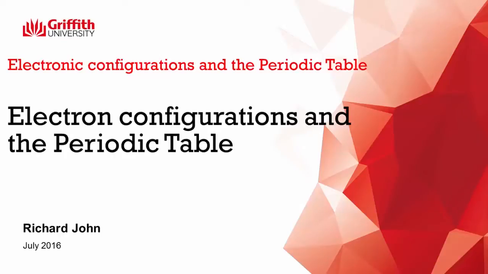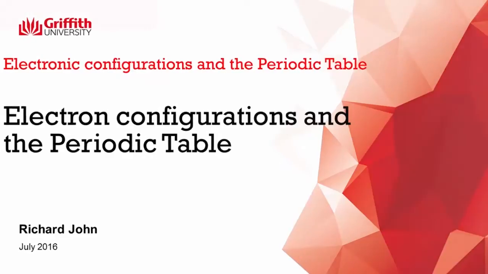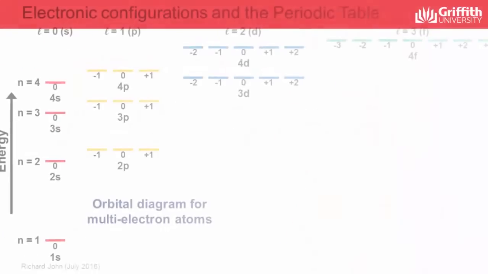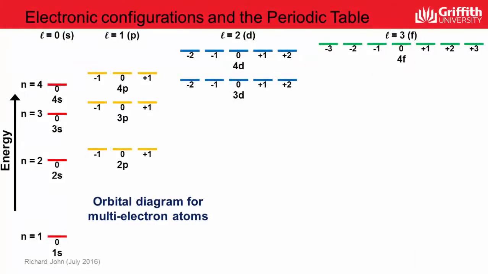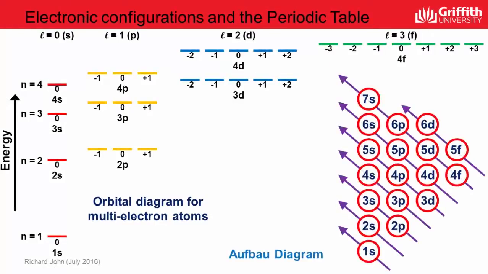In this video, we explore electron configurations and orbital diagrams in a bit more detail and show how both are closely linked to the structure of the periodic table. So here we have the orbital diagram for multi-electron atoms that we can use in combination with the Aufbau principle and Hund's rule to generate full electron configurations.